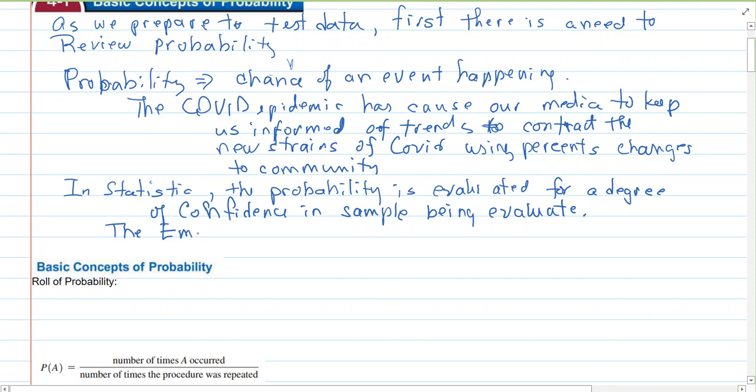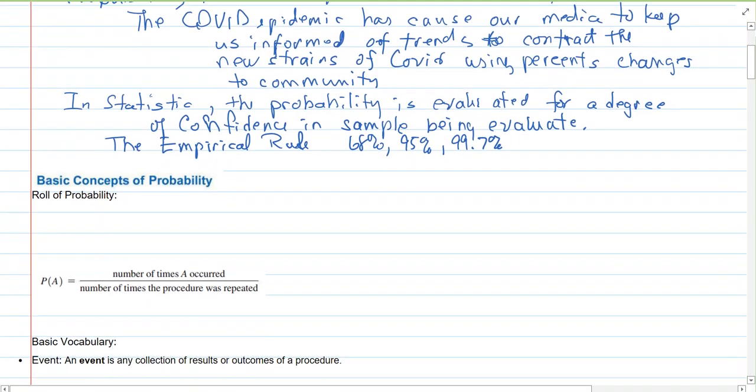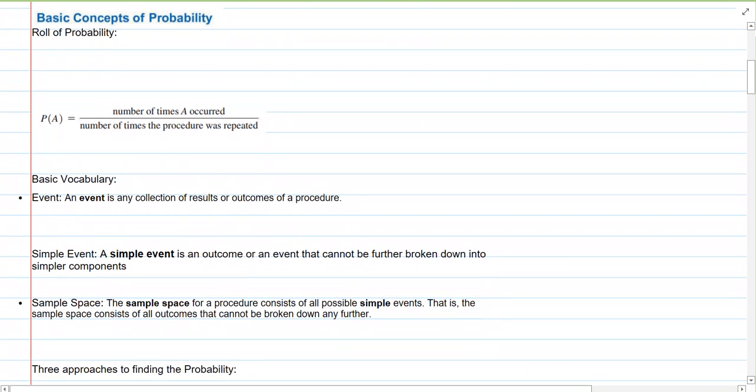It's called the empirical rule of 68%, 95%, 99.7% of the data within the bell curve. So this kind of action gives us a pause to make sure we understand its probability. So we're going to take a little side road on this basic concept of probability.